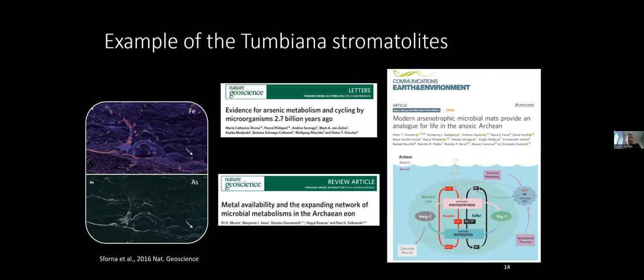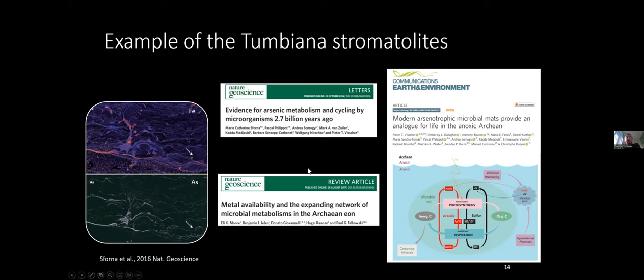And I will focus here on the specific example of the Tumbiana stromatolites. These are some of the best preserved stromatolites in the rock record. They're 2.7 billion years old, and they are rich in arsenic. This is an arsenic enrichment in some of the organic matter laminae of these stromatolites. They are beautiful, and people think that they are traces of arsenic cycling by some bacteria, before the appearance of oxygenic photosynthesis on Earth.